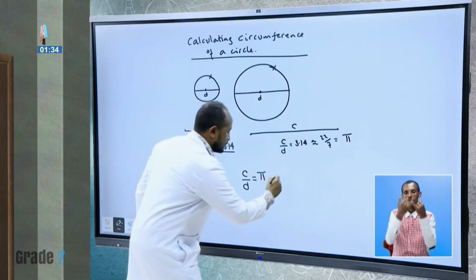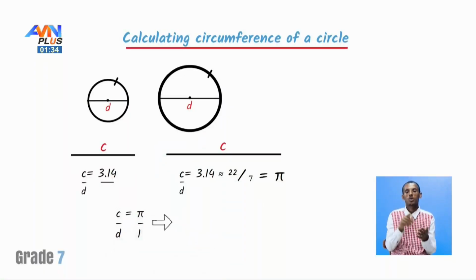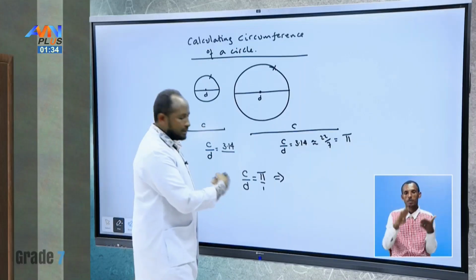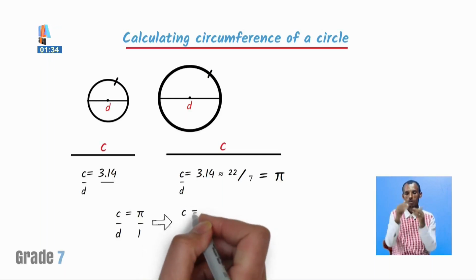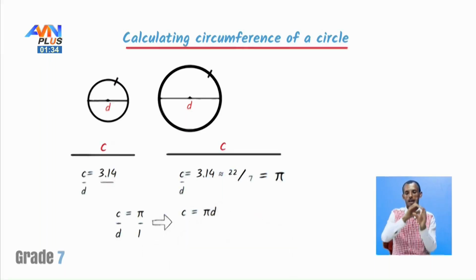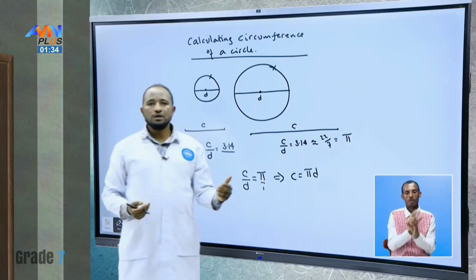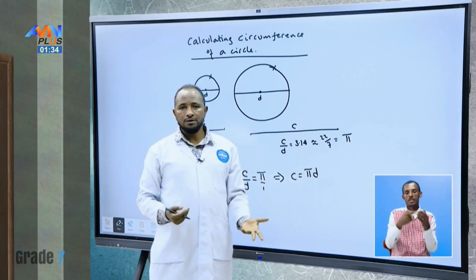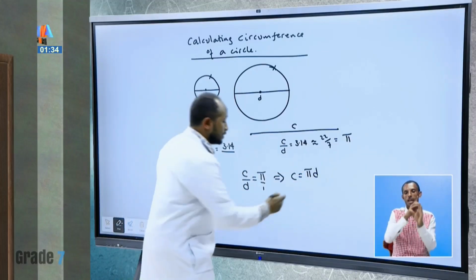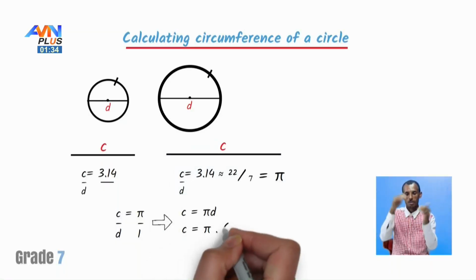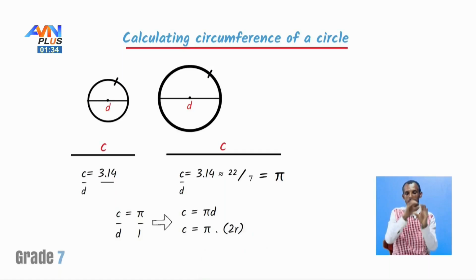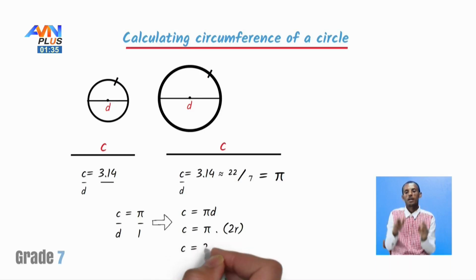Therefore, from this, you have this equation. Just by applying cross multiplication, circumference is equal to pi times diameter. So you can easily calculate the circumference of a circle using this equation, pi times diameter. Or you may use this equation. Circumference is equal to pi times diameter, and as we said earlier, diameter is twice the radius. So here, pi times 2r. So we can use this equation, 2 pi times radius.